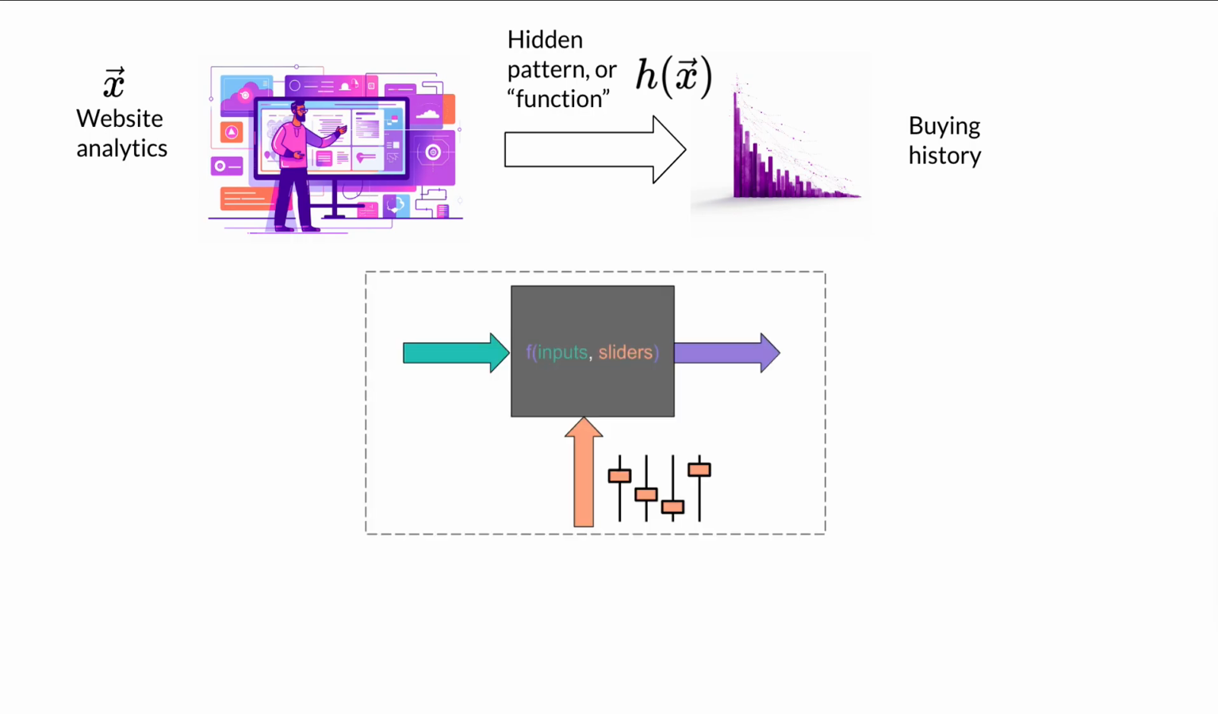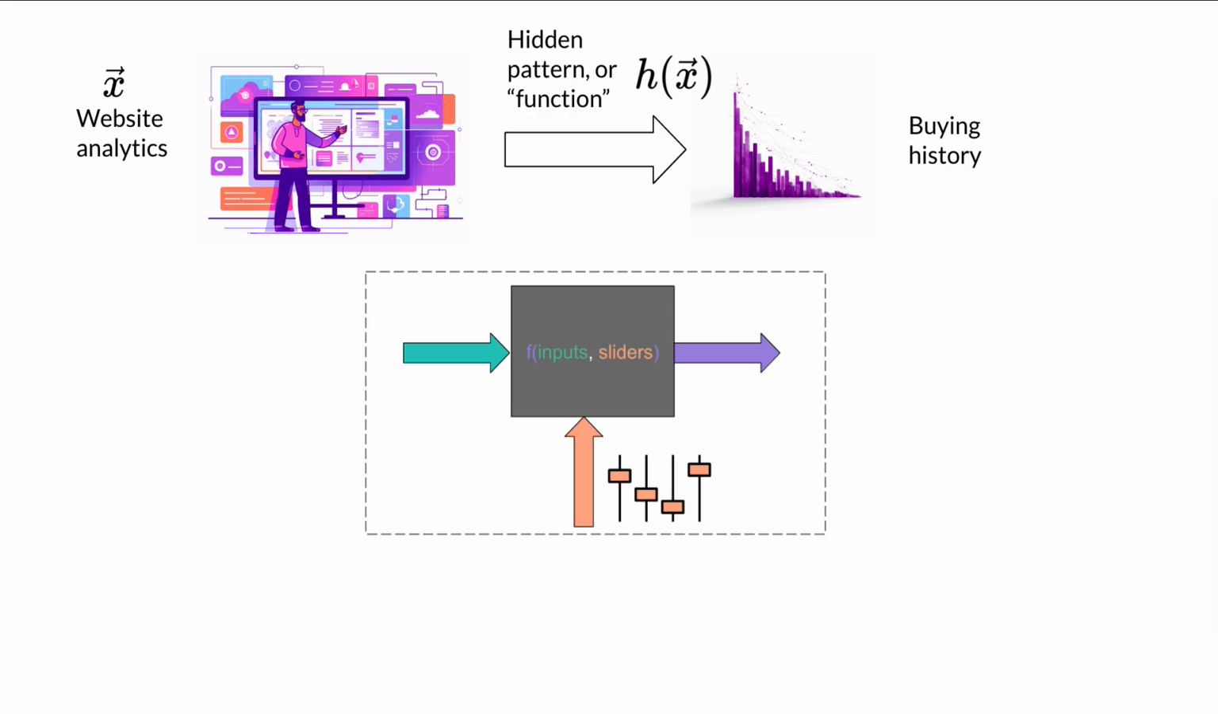And that's the concept of a neural network. It's some black box that contains a network of functions that are configurable, and we're showing the configuration here nominally via some sliders, like a mixing desk or whatever.